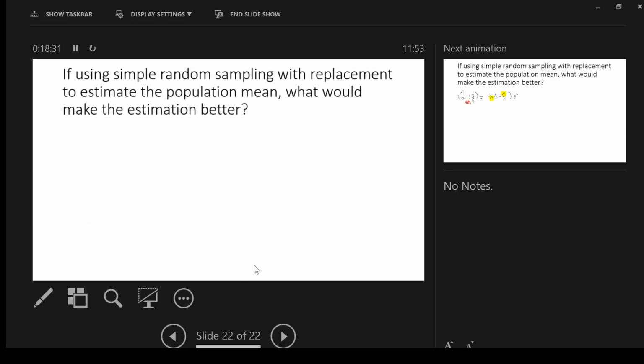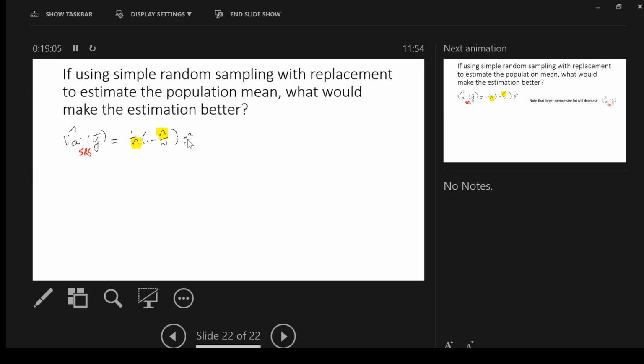So now if we use simple random sampling without replacement to estimate the population mean, what could you do to make the estimation better? I must change the slide, I can't do it once I'm presenting, but this should have read without replacement, apologies. Let's look at the formula without replacement. This is the formula: 1 over n, 1 minus n over N, times S squared. Now, what would make it better?